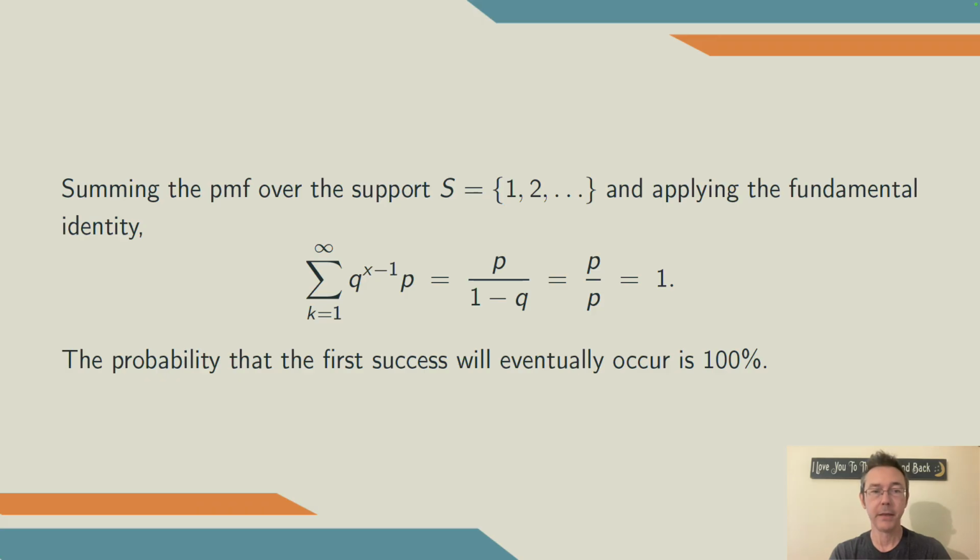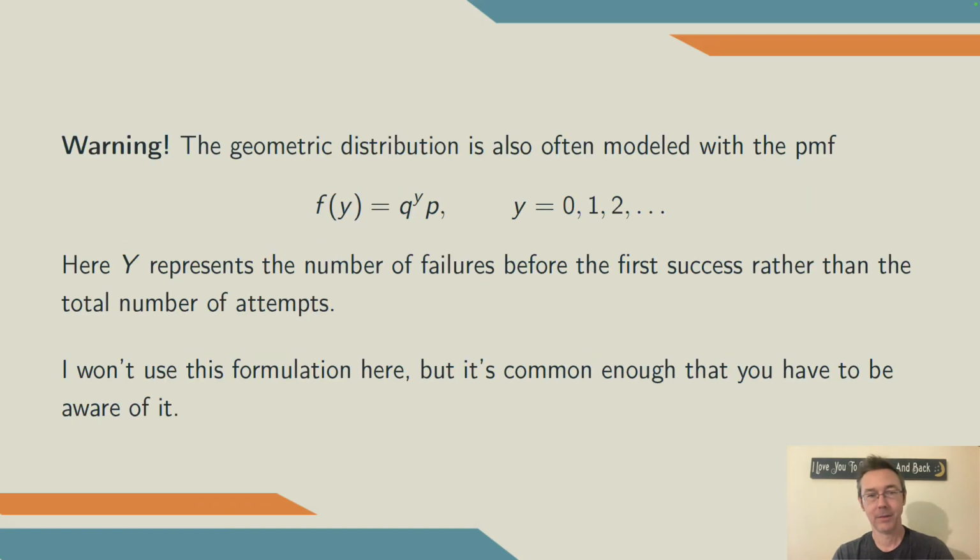Returning to that probability mass function and summing it up over the entire support, we apply that fundamental identity, that formula for the sum of a geometric series, to get p over 1 minus q, because here the common ratio is q, the first term of that series is p. 1 minus q is p, so all of this simplifies down just to 1. The probability that the first success will eventually occur is obviously 100%. And this verifies that that formula actually defines a legitimate probability mass function.